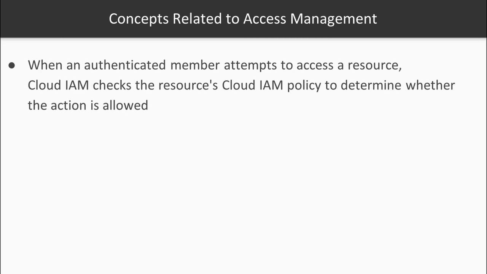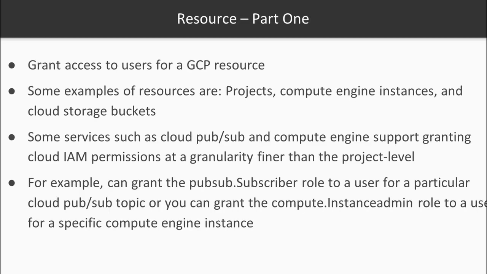So let's take a look at some concepts related to access management. When an authenticated member attempts to access a resource, Cloud IAM checks the resource's Cloud IAM policy to determine whether the action is allowed. Resources. You can grant access to users for a GCP resource. Some examples of resources are projects, Compute Engine instances, and Cloud Storage buckets.